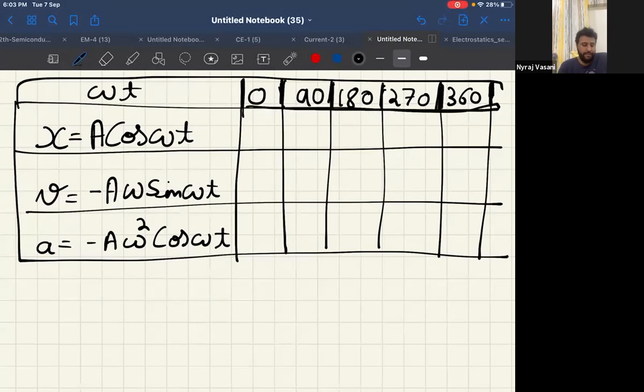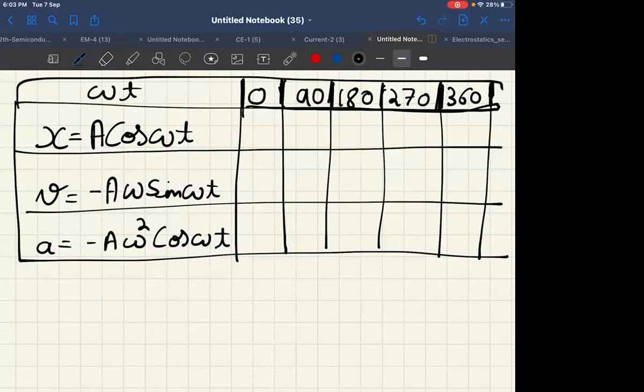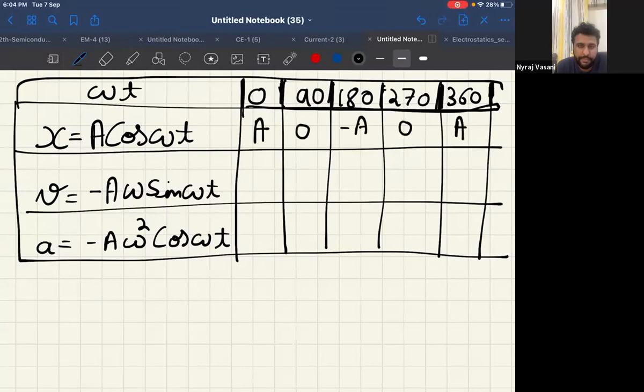Can anyone tell me what is the value for X at 0, 90, 180, 270, 360? Anyone? Sir, A, 0, minus A, 0, A. Yes, sir. Correct. Everyone getting this? Yes.